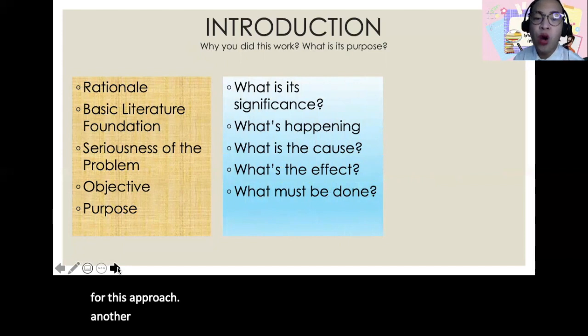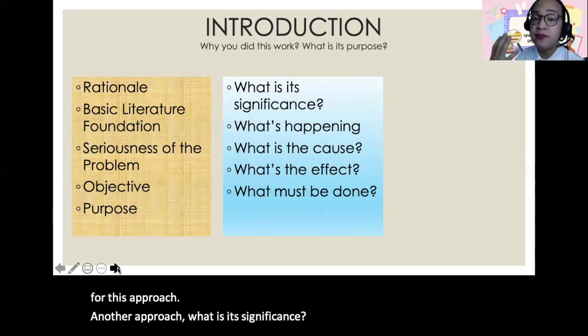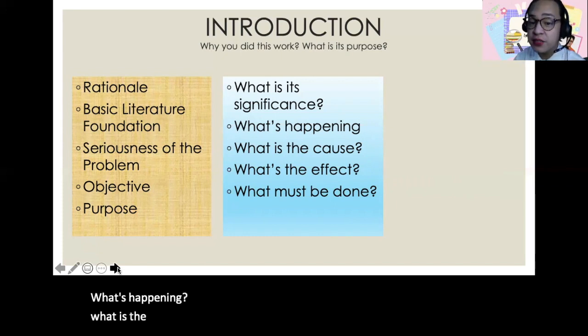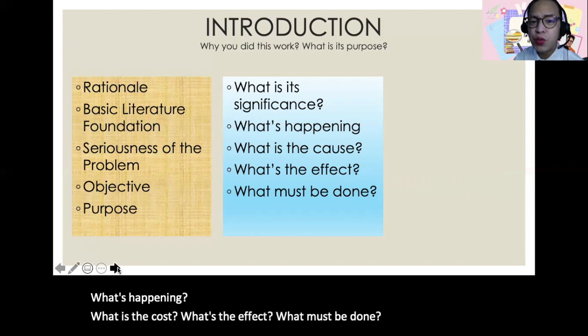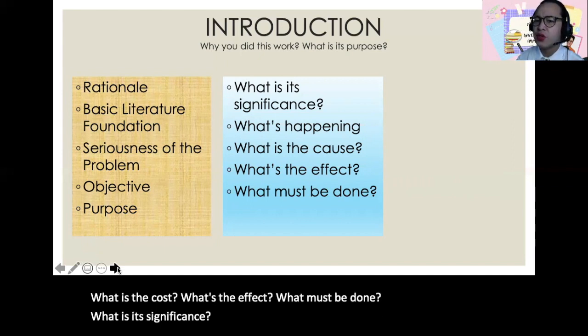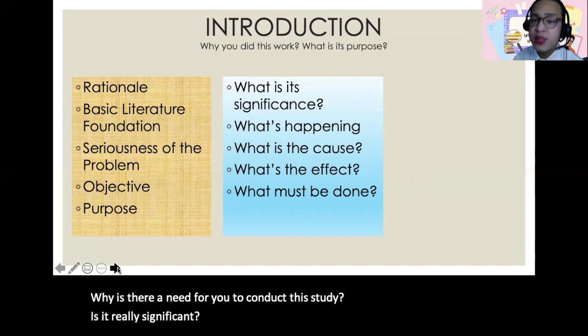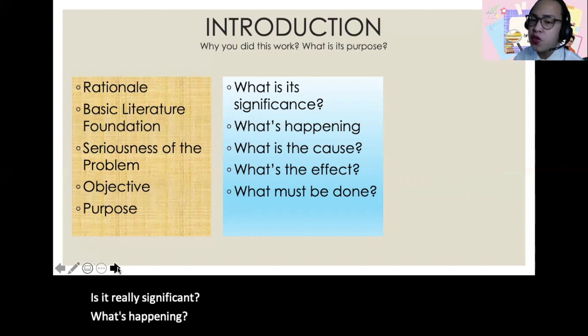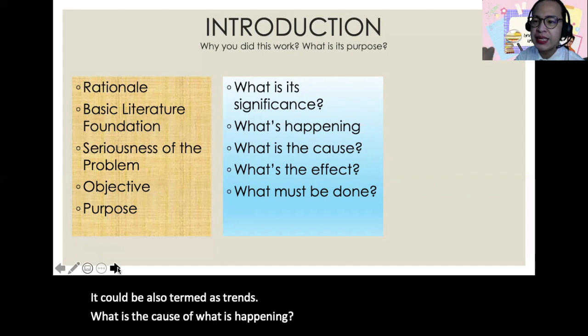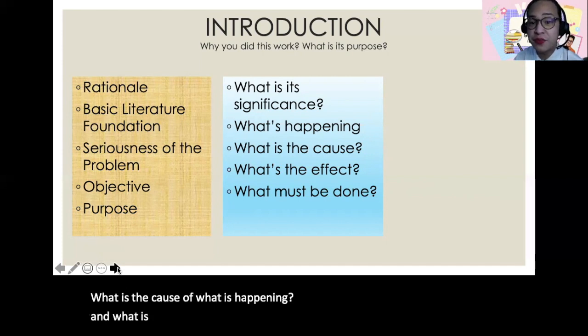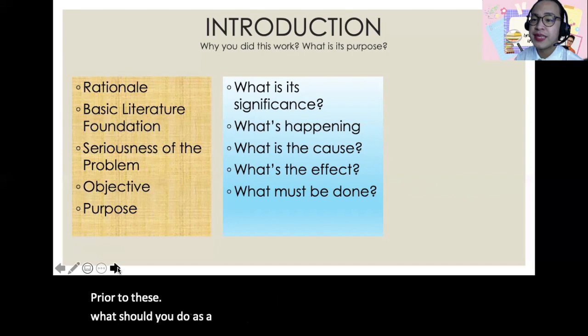Another approach. What is its significance? What's happening? What is the cause? What's the effect? What must be done? What is its significance? Why is there a need for you to conduct this study? Is it really significant? What's happening? It could be also termed as trends. What is the cause of what is happening? And what is the effect? Prior to these, what should you do as a researcher? Again, I will give you an example for this approach.